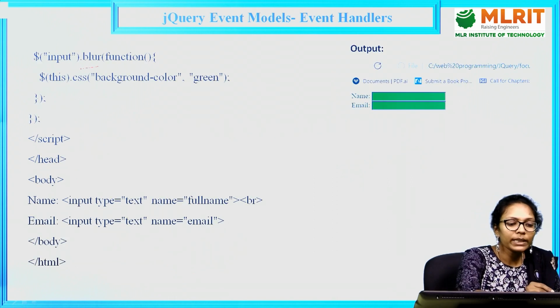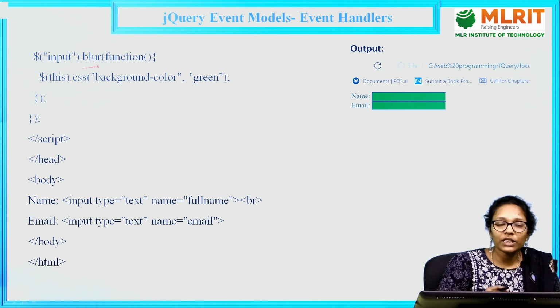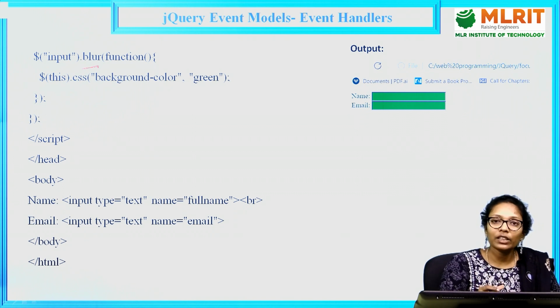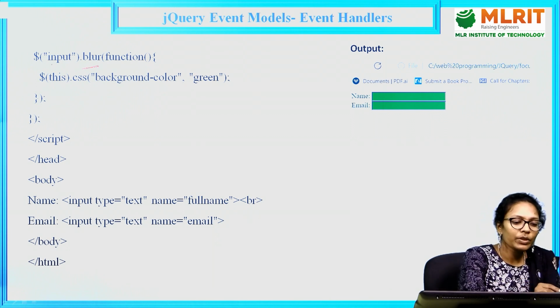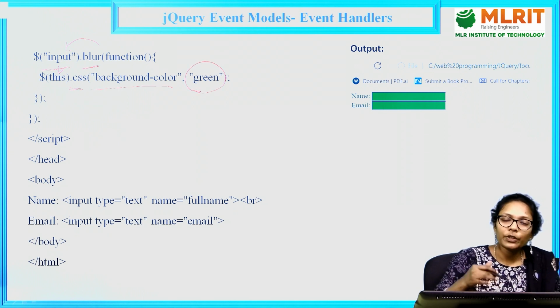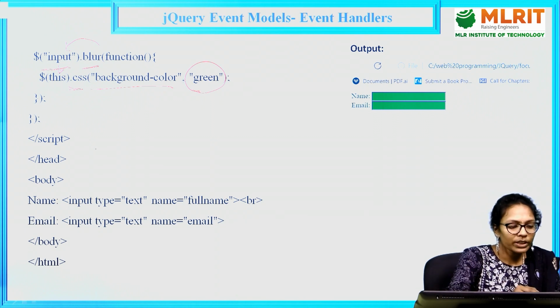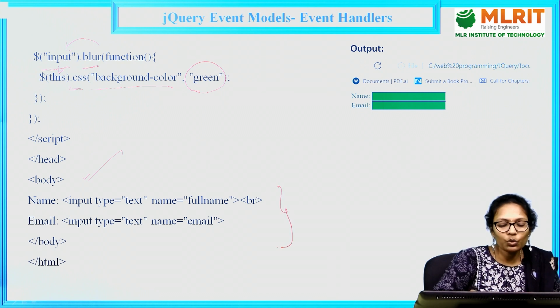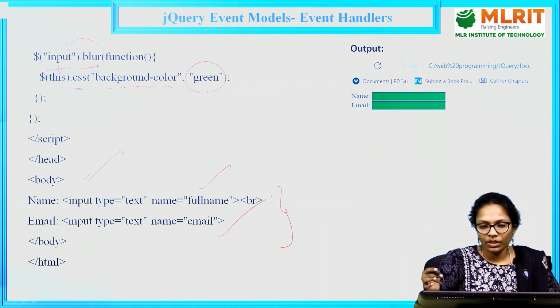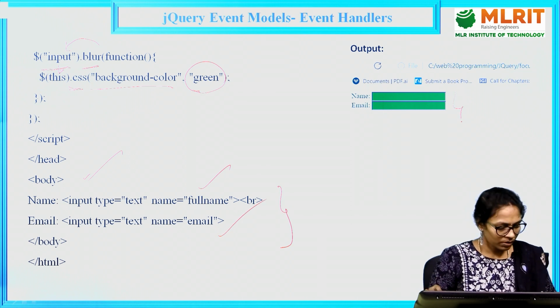Now I'm also applying the blur, right? So what is this blur function? Whenever it loses the focus, that means you're moving the mouse out of that element. Then again the same thing, you're applying this for input tags only. For the current element, I'm applying CSS to change the background color to green. Whenever you enter, the color will be yellow. Whenever you come out of it, the color will be green. So in the body section, we are creating two input fields here. One is for text, like name, and the other is email. So this is the output I'll get after leaving the mouse. We'll try to execute this.